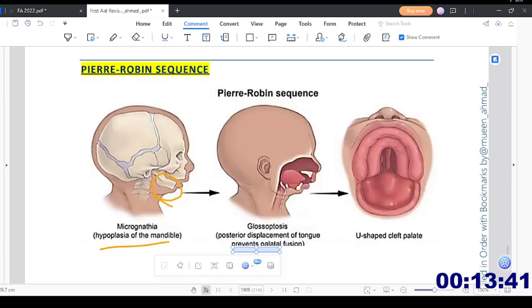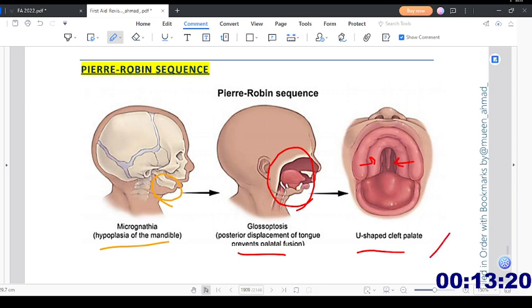Okay, so this particular tongue is clustered within the mouth, so it is not allowing the palatal fusion, and here we have the U-shaped cleft palate because these were supposed to fuse like here and here, but since the tongue was present between them, the fusion did not take place, and we have a U-shaped cleft palate.